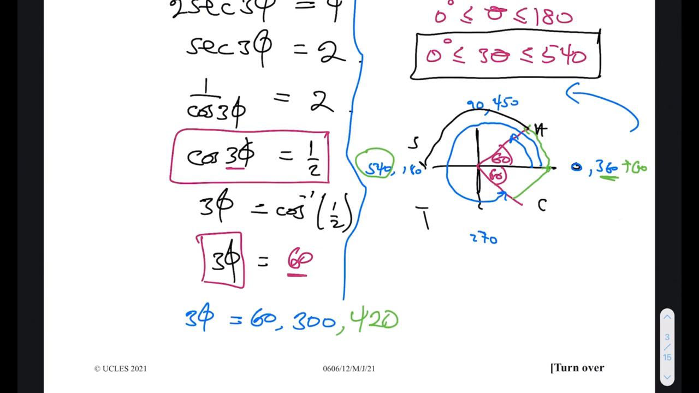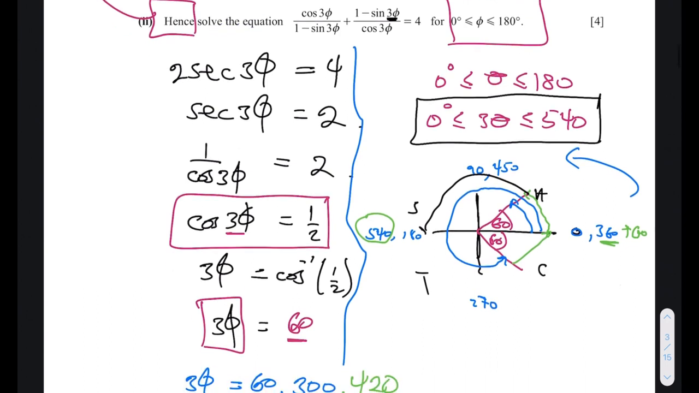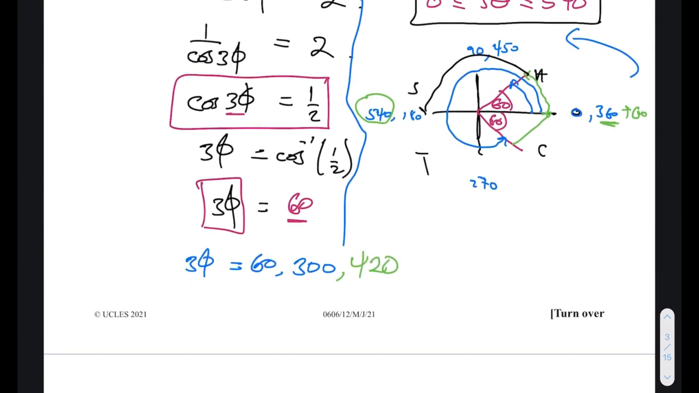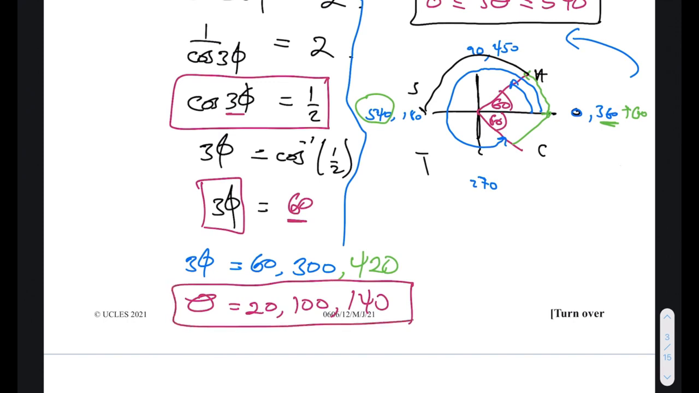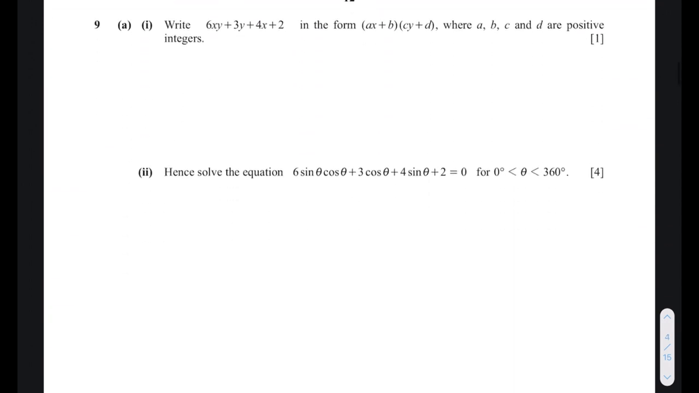Okay, so that means that we got 3 answers. The first one was we came to 60, cool. And then we continued our journey. We hit this line again, 300. We continue the journey, hit it again, making 420. Now they want you to really find theta, because this is the solution. So you're looking for theta. So now divide everything by 3. So theta will give you 20, 100, and then 140, right? 420 divided by 3, that is 140. Good. So these are the 3 angles that you are looking for, right? Okay, let's move on then.